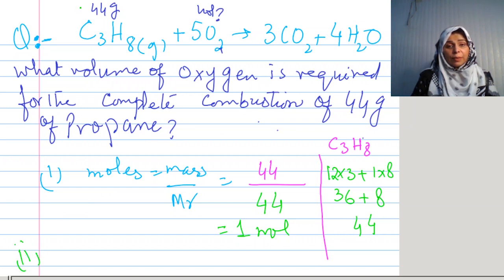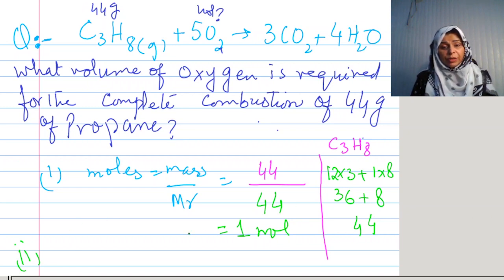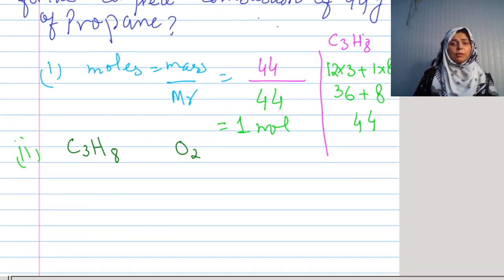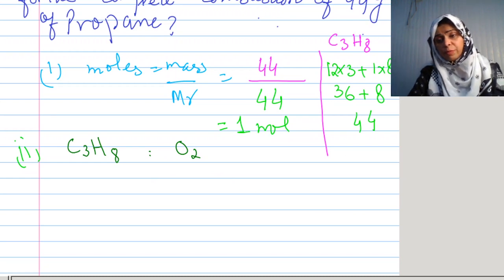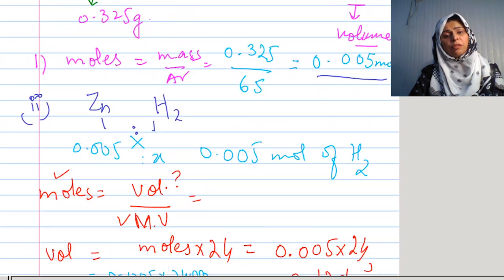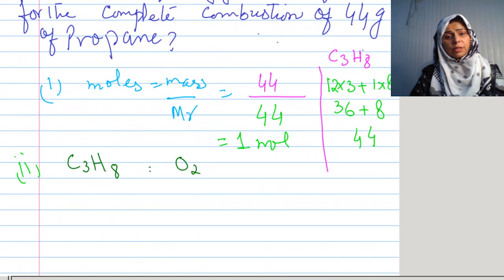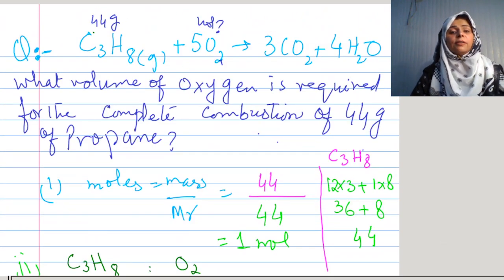Second step is the ratio method. In the ratio method, which two values do we take? Propane, C3H8, and oxygen. Remember, the ratio method is always between two substances: for one we have the value and for one we have to calculate the value. Always remember, in the ratio method we take the values from the equation. Here, 1 mole of propane reacts with 5 moles of oxygen.